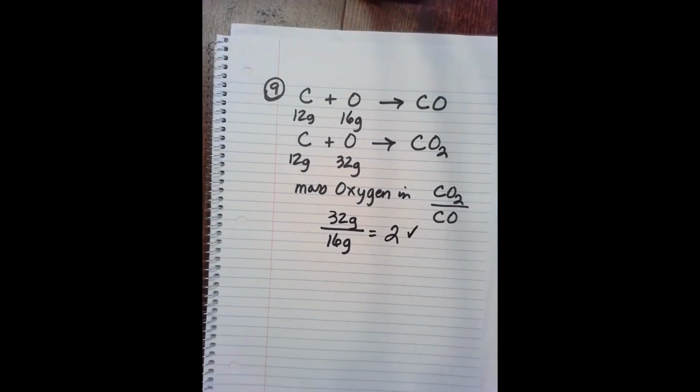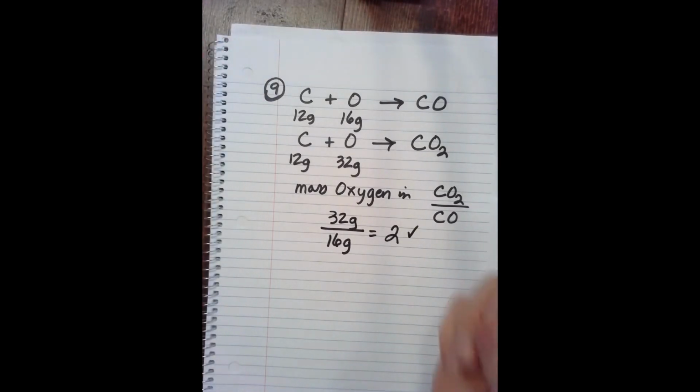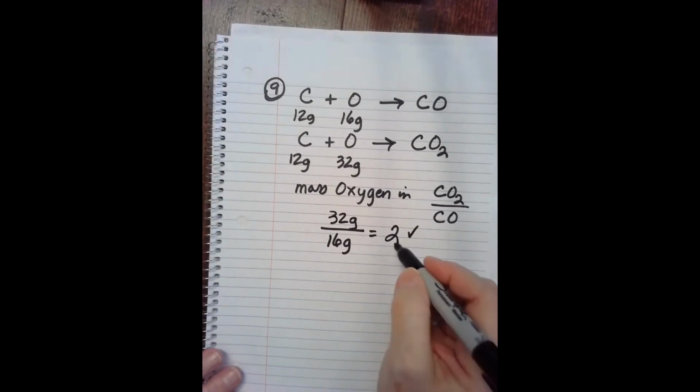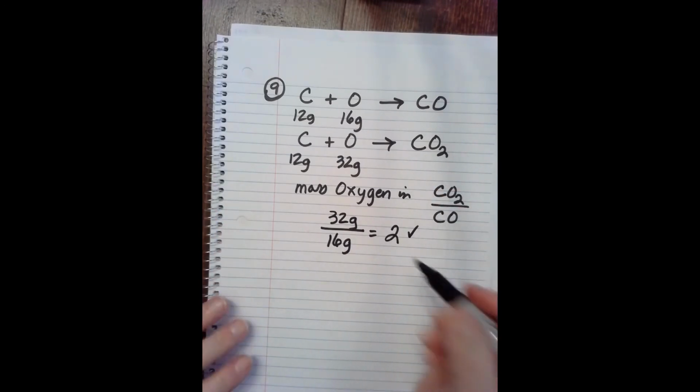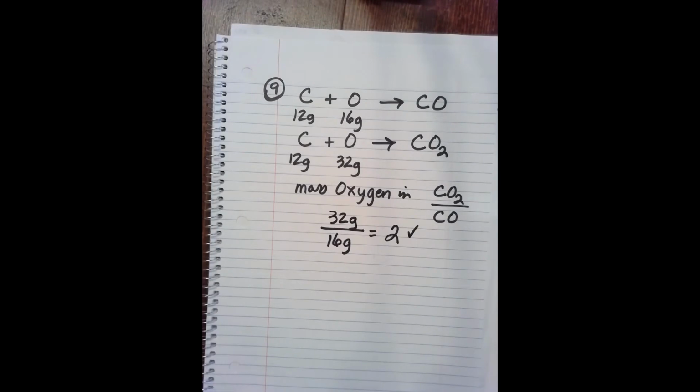Checkaroo. That shows that these are actual compounds. The law of multiple proportions is observed because these are happening in a whole number ratio. If this was not a whole number, then we would not have the correct ratio happening, all right?